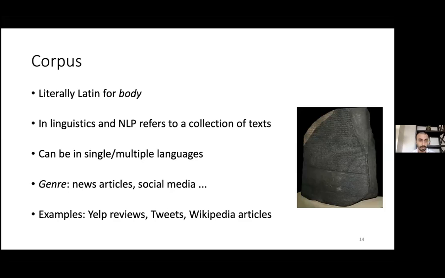You can have a corpus of food reviews or tweets, Wikipedia articles, and usually corpora are annotated with some information. Like tweets, you can have a corpus of tweets annotated with sentiments, or food reviews annotated with score, or Wikipedia articles annotated with topics. In this case, sometimes it's self-annotated. And yeah, the annotation process is usually done by humans.